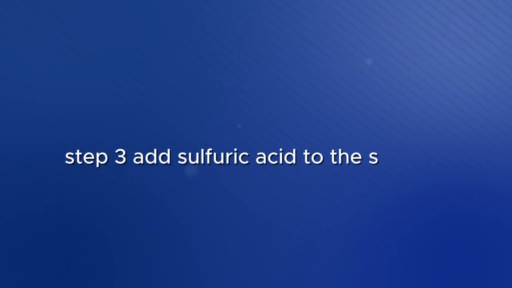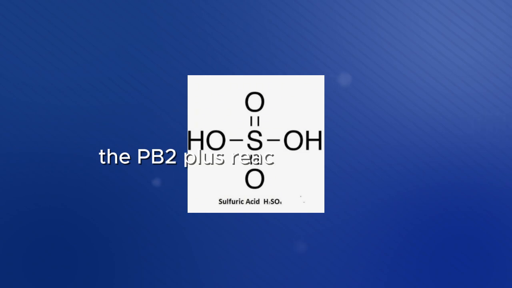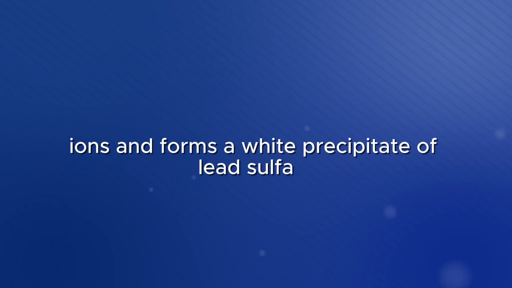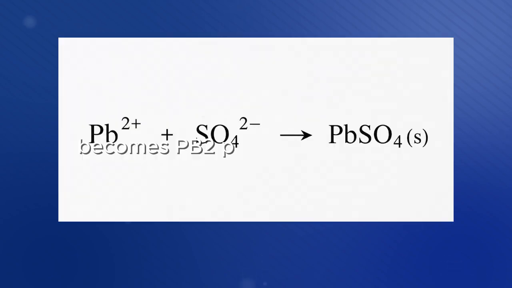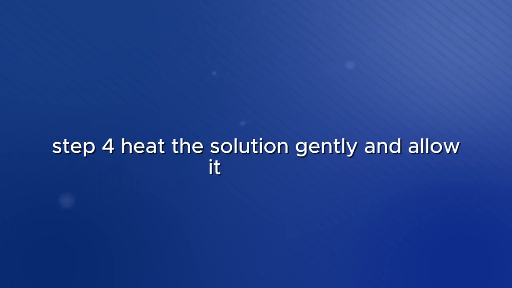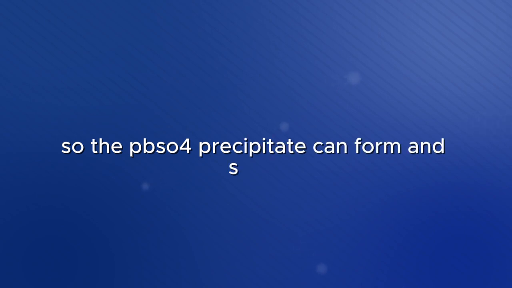Step 3. Add sulfuric acid to the solution. The Pb2+ reacts with sulfate ions and forms a white precipitate of lead sulfate. Pb2+ + SO4 2- yields PbSO4(s). Step 4. Heat the solution gently and allow it to stand so the PbSO4 precipitate can form and settle.